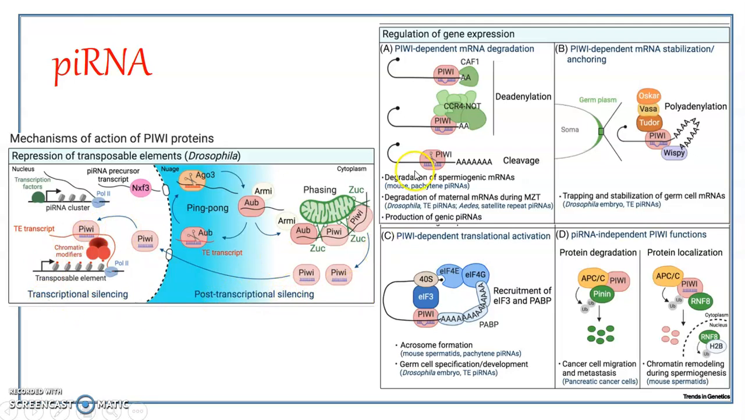Okay, what are the functions? It can bring about degradation of spermiogenic mRNAs, degradation of maternal mRNAs, production of genic piRNAs, and it also gets involved in acrosome formation, germ cell development, cancer cell migration and metastasis. So these are the different roles played by piRNAs in different animal species.